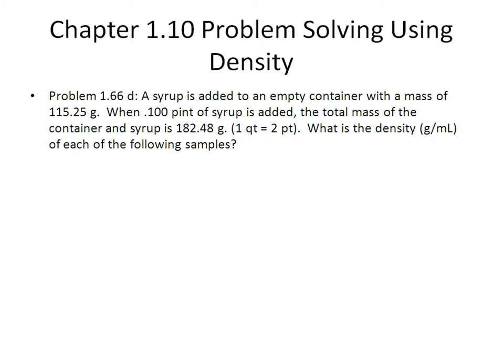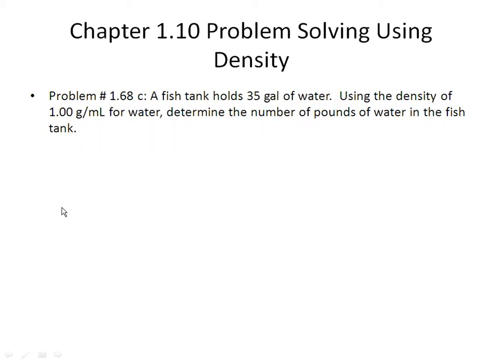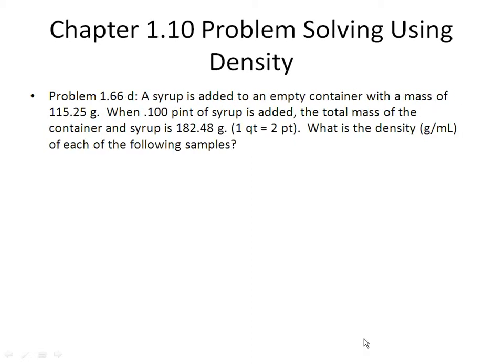Okay, we have a syrup that is added to an empty container with a mass of 115.25. So our container, whatever that might be, hang on, I'm trying to get my pen here. Okay, so we have a container that has a mass of 115.25. When you pour in 0.1 pint of syrup, the total mass of the container is 182.48.